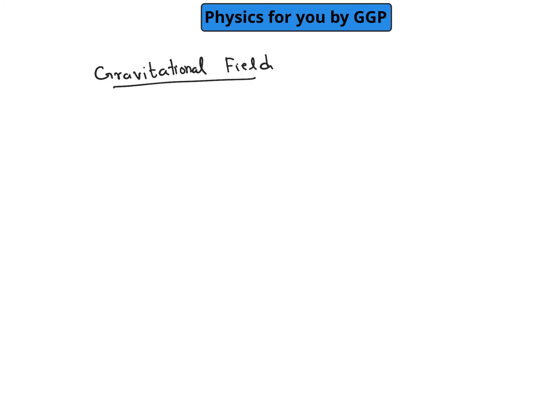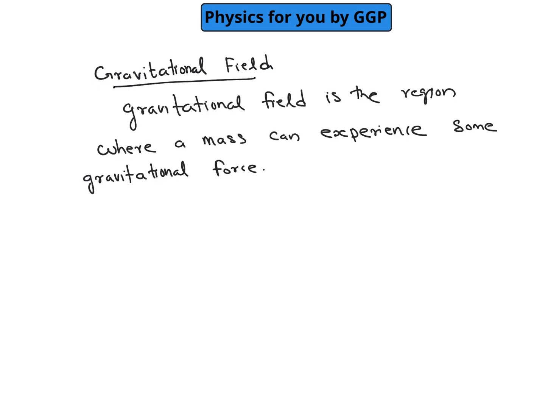Now we'll discuss an important concept in gravitation, which is known as gravitational field. So basically, gravitational field is nothing but the region where a mass can experience some gravitational force. So by definition, we can say that gravitational field is the region where a mass can experience some gravitational force.